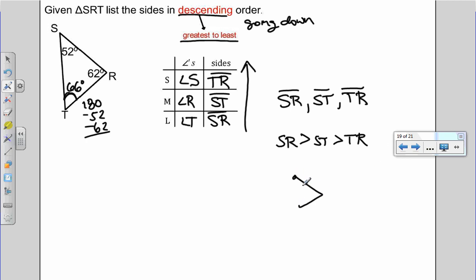Remember, it's got two dots instead of one. This is bigger. This is smaller.